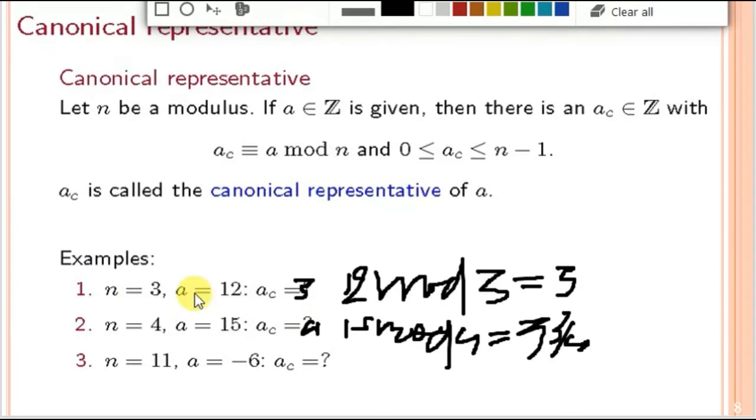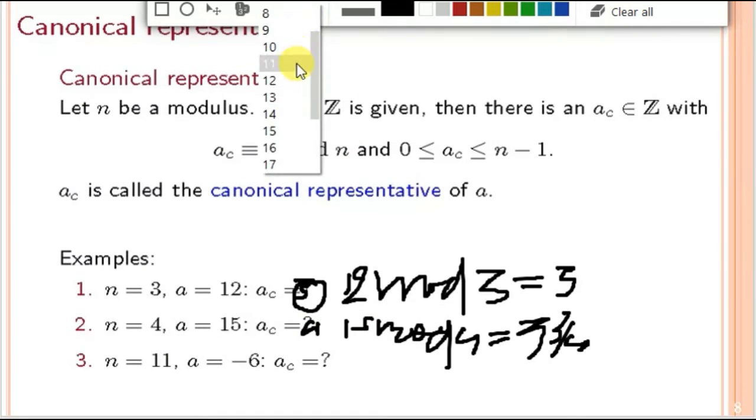Sorry, in the first question the remainder is 0, so the output of a_c is 0, because 12 mod 3 is completely divisible, 4 times, so the remainder is 0, so a_c equals 0. And in the second question, n equals 4 and a equals 15, then a_c equals 3, because 15 mod 4 is divisible 3 times and the remainder is 3.